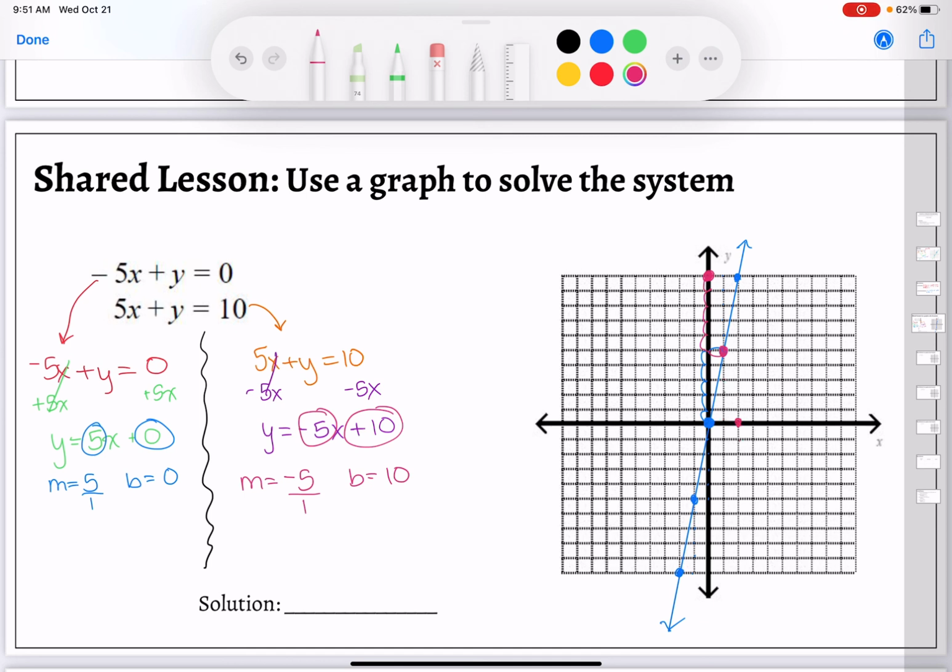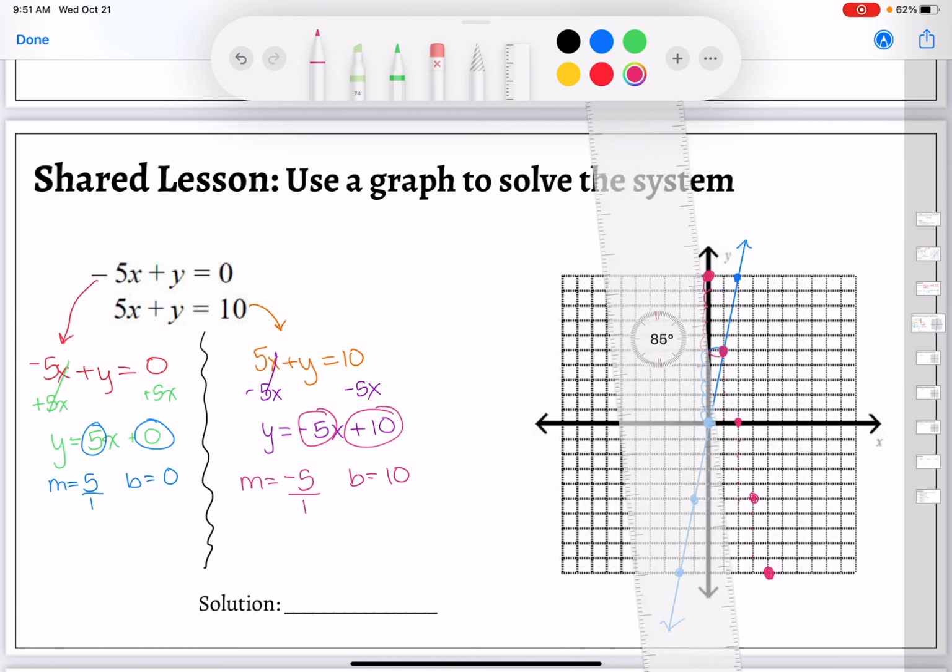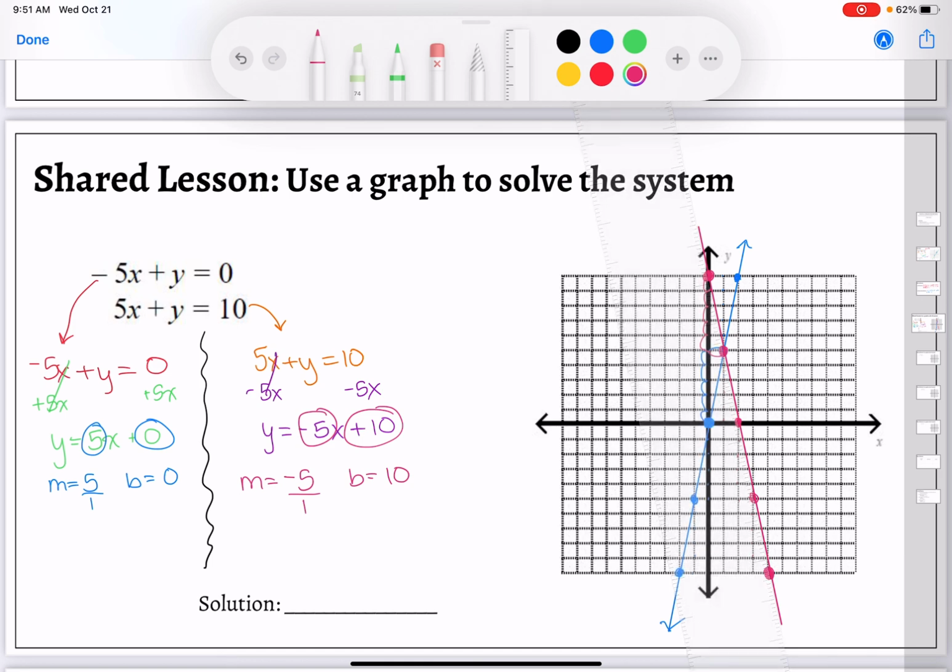There's the next one, 1, 2, 3, 4, 5, and run 1. 1, 2, 3, 4, 5, and run 1. Okay, now I have points all the way across. I'm going to get my ruler out again and draw a nice straight line here for this one as well. There we go. And then put arrows on the ends because it could go on forever.